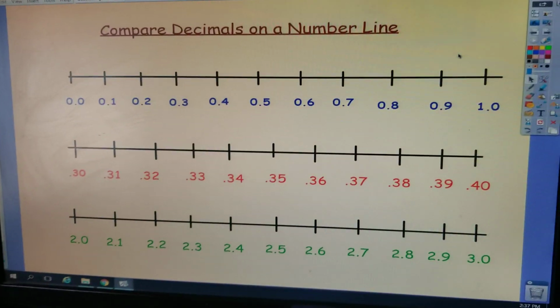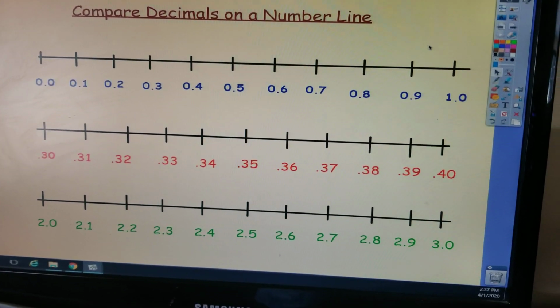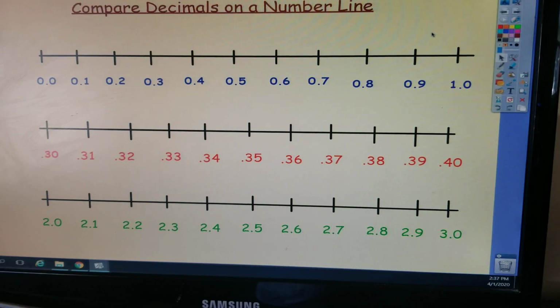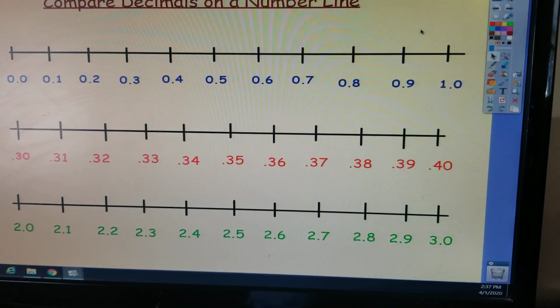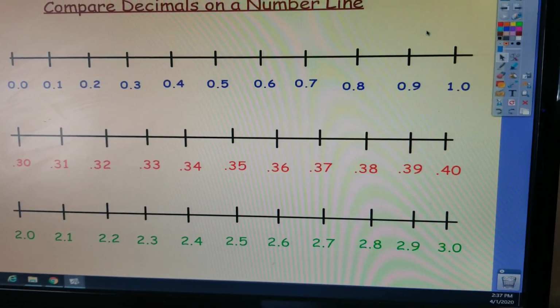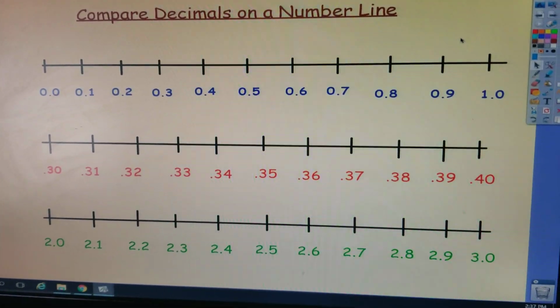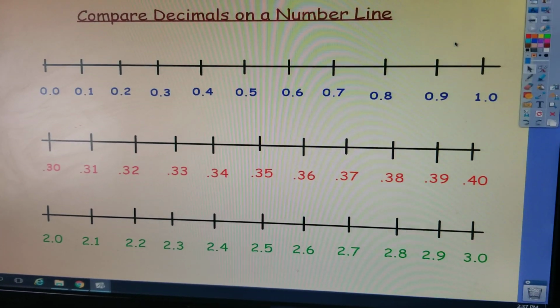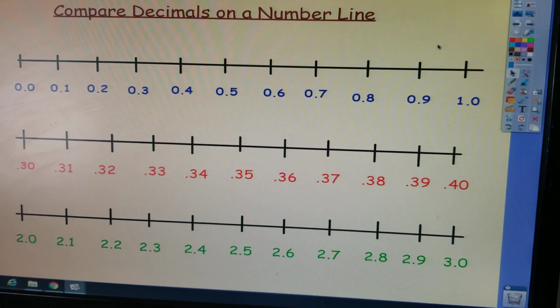Another way to compare decimals is to use a number line. Okay. Look at the first set of numbers that are in blue. Okay, they go from 0 to 1 whole. Okay, and we have 5/10, 6/10, 7/10. So you can arrange your numbers on a number line, picking the two whole numbers that they're in between and then seeing which one is larger.